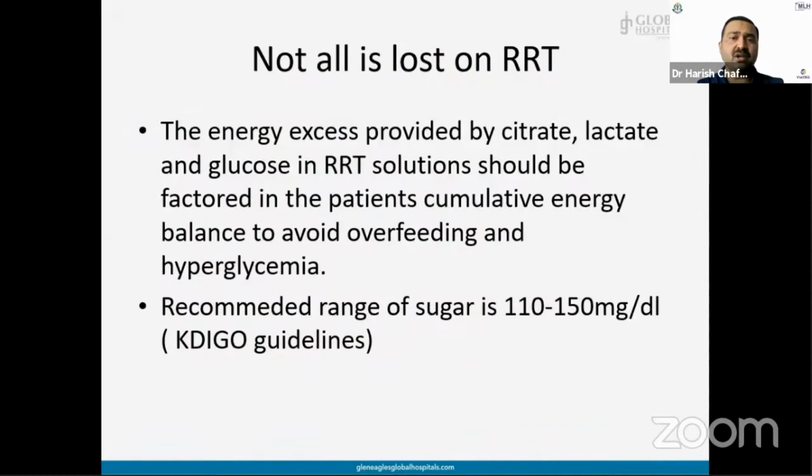But not all is lost on RRT. The energy excess provided by citrate, lactate, and glucose in RRT solutions should be factored into the patient's cumulative energy balance to avoid overfeeding and hyperglycemia, because that also contributes. It is going into the patient in the form of citrate, lactate, and glucose in RRT solutions. And the recommended range of sugar is 110 to 150 milligrams per deciliter as per KDIGO guidelines.